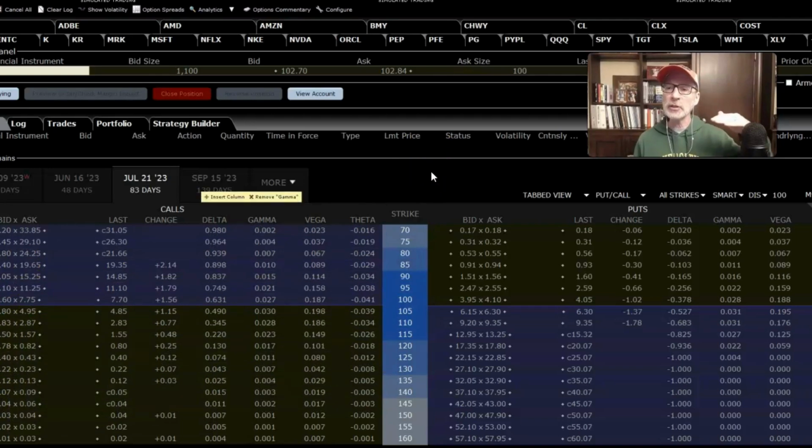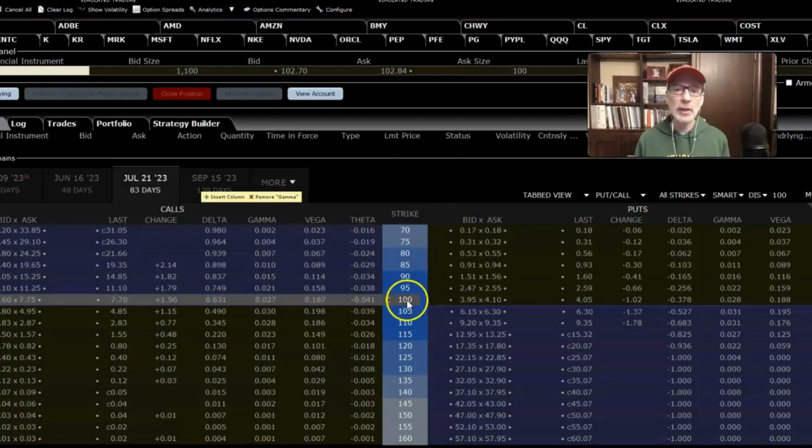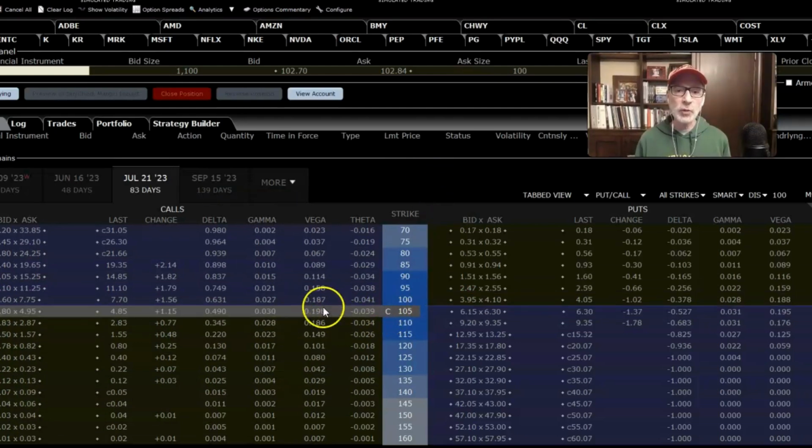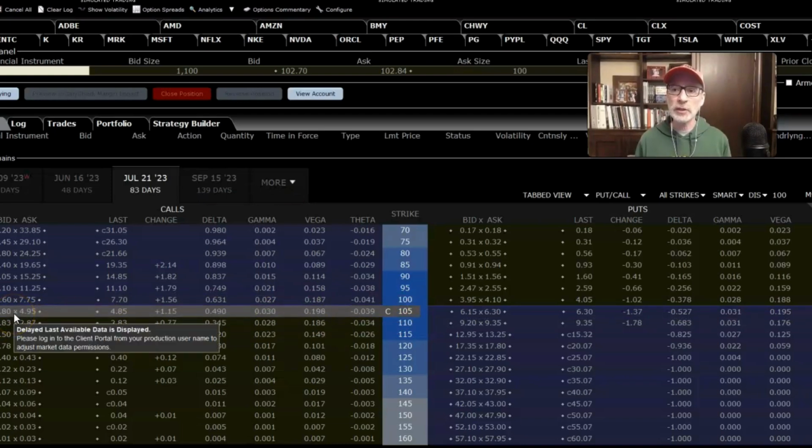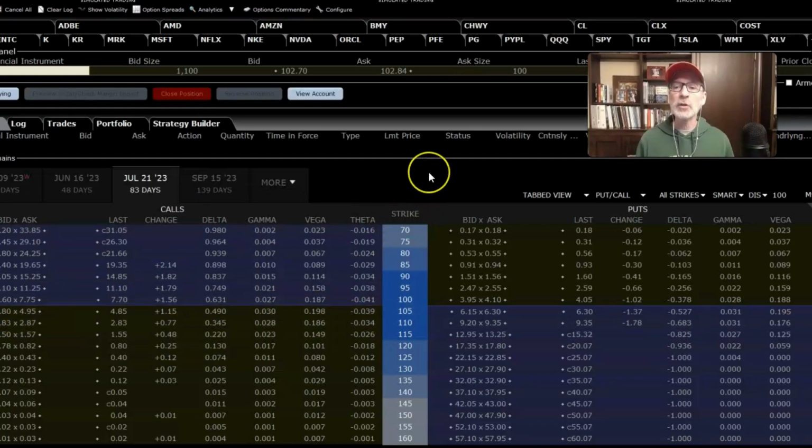Now, if volatility jumps from 28% to 29%, which is a pretty big move, these 105 calls will go up about 20 cents a contract. So instead of being worth $4.90 a contract, it'll be worth $5.10 a contract. So how do you use Vega?